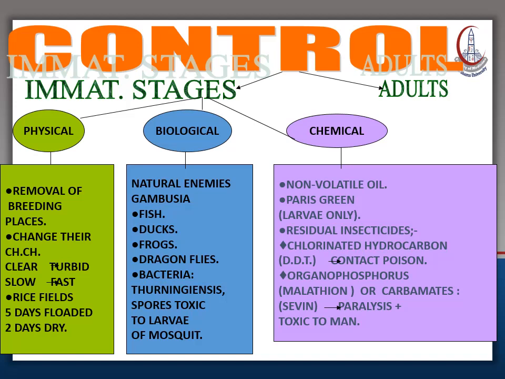Biological control, we go to the natural enemies of these insects, which is here the mosquito, and breed them in order to feed on it. For example, we may raise fish, ducks, frogs, which feed on the larvae of mosquitoes, or use spores of some bacteria which are toxic to the larvae of mosquitoes present in water. In chemical control, we use chemical compounds in order to kill these stages.